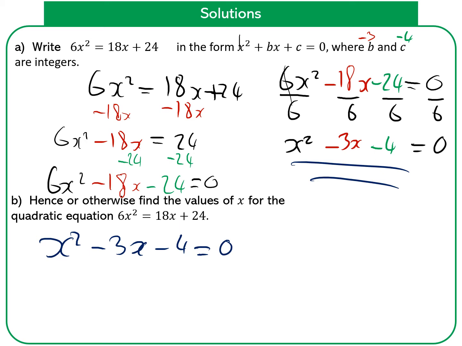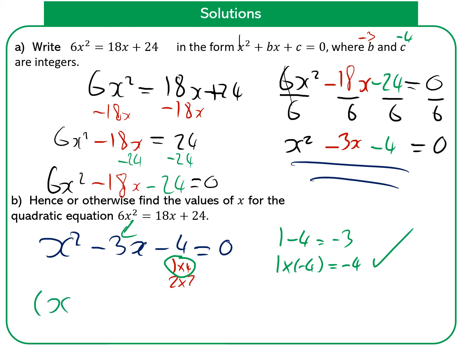To solve, I need to factorize, so I've got 1 and 4, 2 and 2. I'm going to use the 1 and the 4 to get the 3. So let's do my check. 1 take away 4 is minus 3, and then I've also got 1 times minus 4 is minus 4. So that's good. So I can put that straight in now. I'm going to get x minus 4 and x plus 1 equals 0.